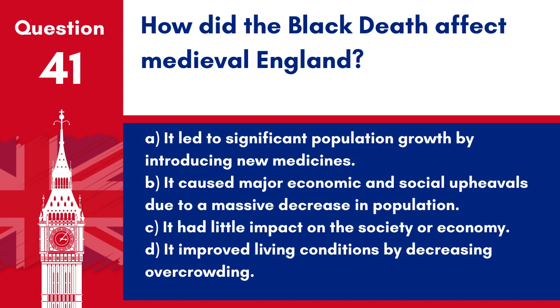Question 41. How did the Black Death affect medieval England? A. It led to significant population growth by introducing new medicines. B. It caused major economic and social upheavals due to a massive decrease in population. C. It had little impact on the society or economy. D. It improved living conditions by decreasing overcrowding.